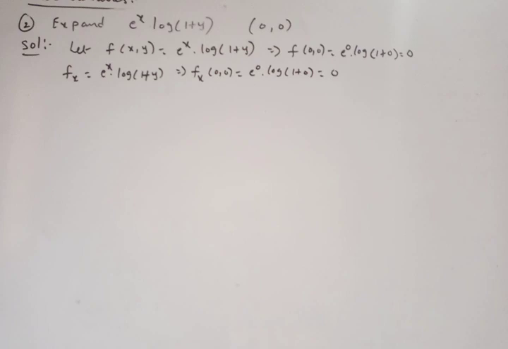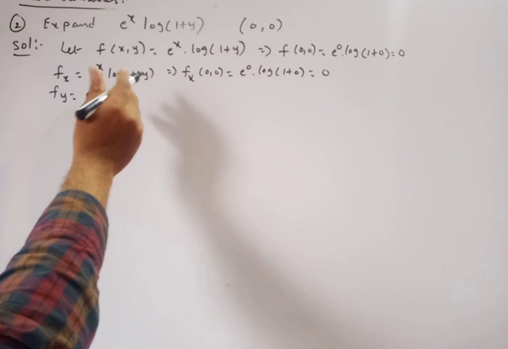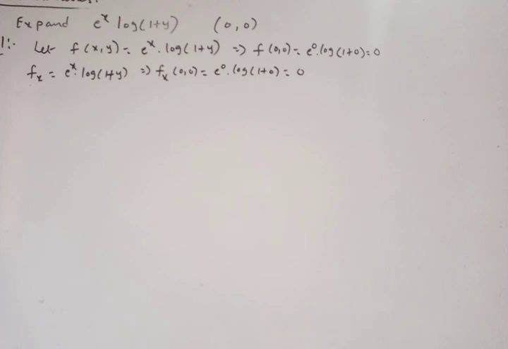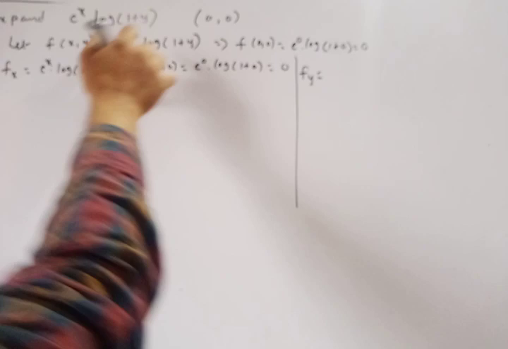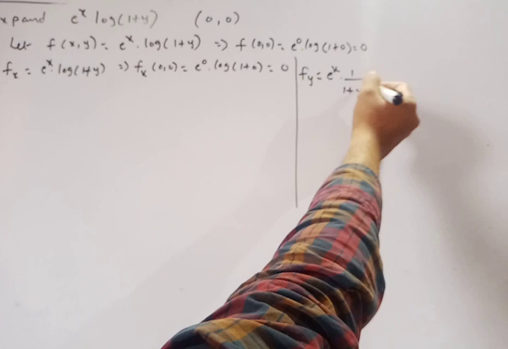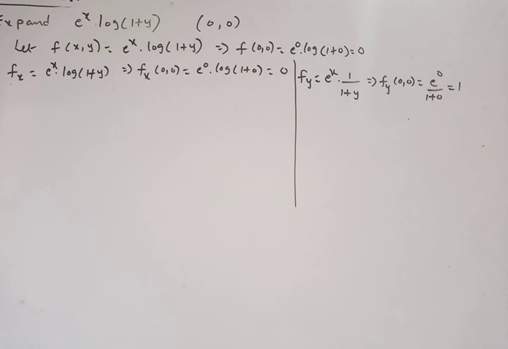Next, fy, that means with respect to y, of e^x log(1 + y). That part I will do here, because this board is not coming. So fy: e^x stays as it is, and the differentiation of log(1 + y) is 1 by (1 + y). Now fy at (0, 0) is e^0 by 1 + 0. e^0 is 1, and 1 + 0 is 1, so 1 by 1 is 1.